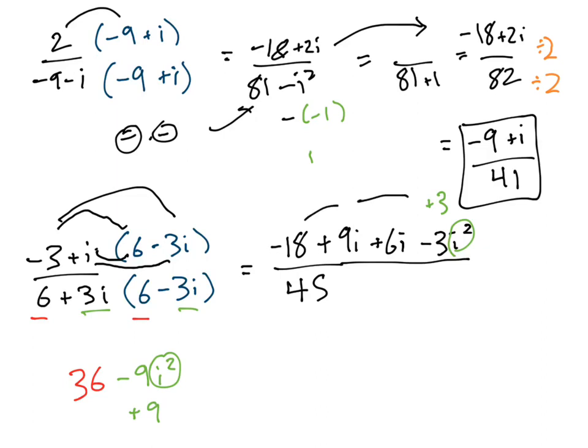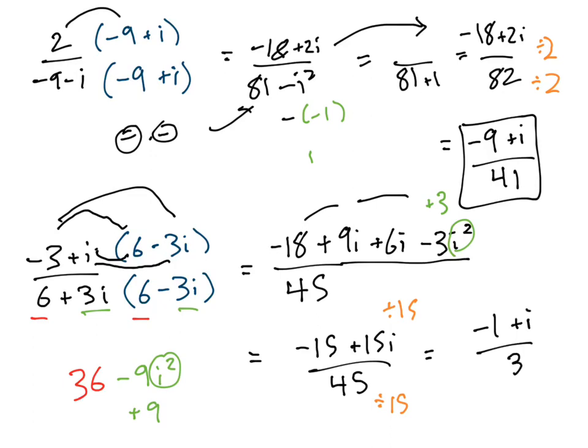Now we can combine together some like terms. Negative 18 and positive 3 gives us negative 15. 9i plus 6i is 15i all over 45. And we can simplify this as well. 45 is the same as 15 times 3. So we can divide everything in the numerator by 15 and everything in the denominator by 15. We get negative 1 plus i all over 3.